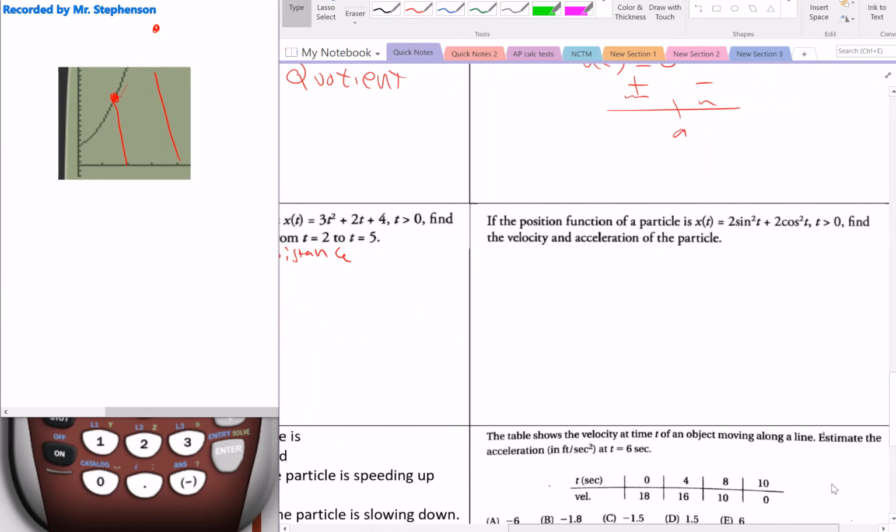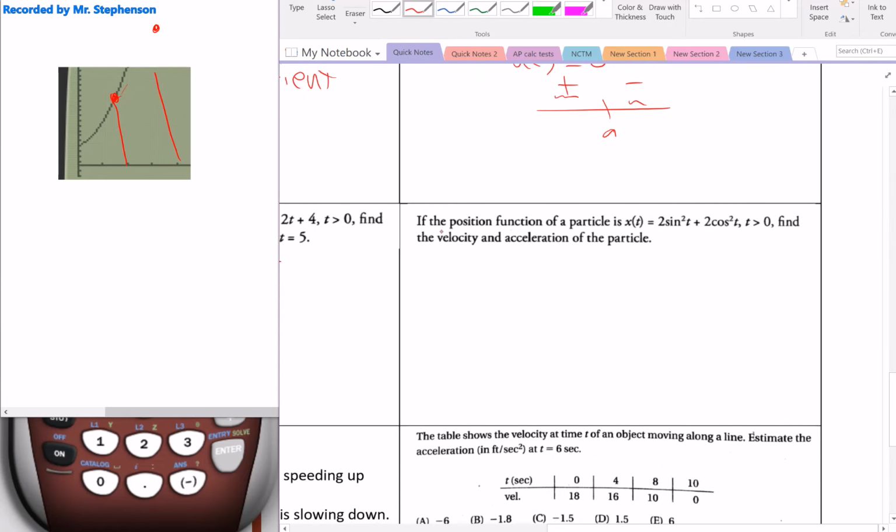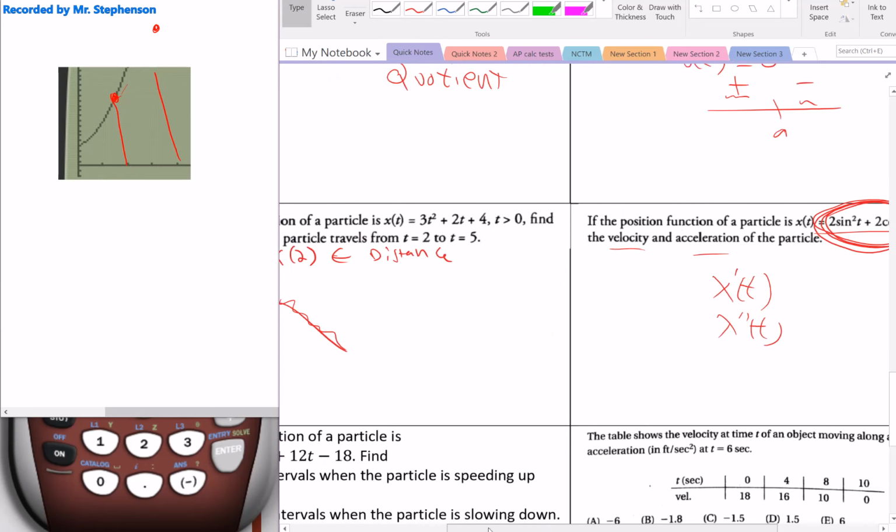direction ones, right? This one, the position function of a particle is this. Find the velocity and acceleration. So basically just trying to find x prime of t and x double prime of t. Please look at this and see if there's some way you can simplify this beforehand to make your life easy. That would help you a lot if you could do that.